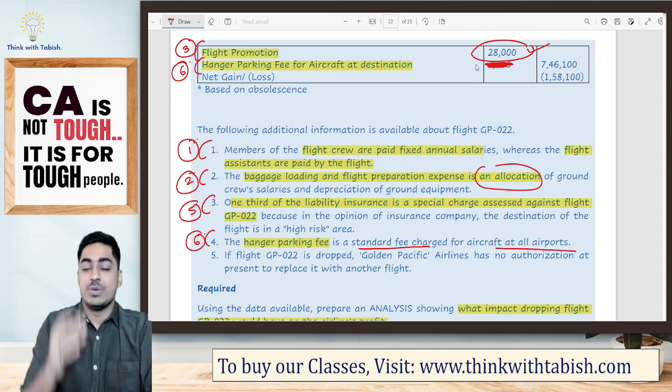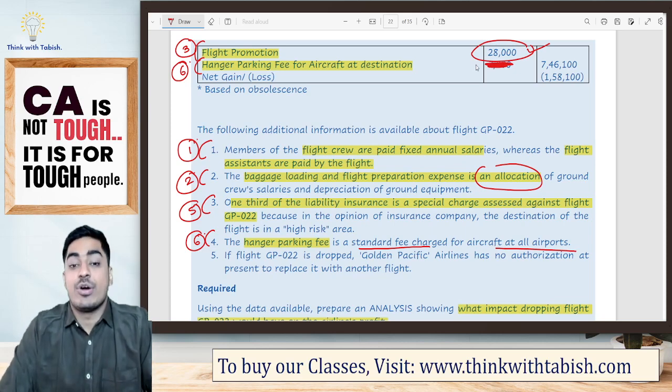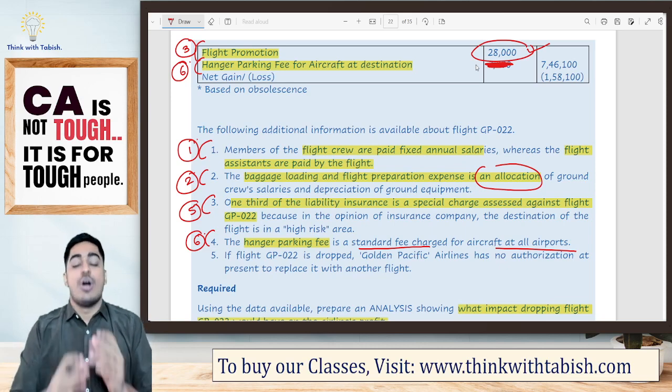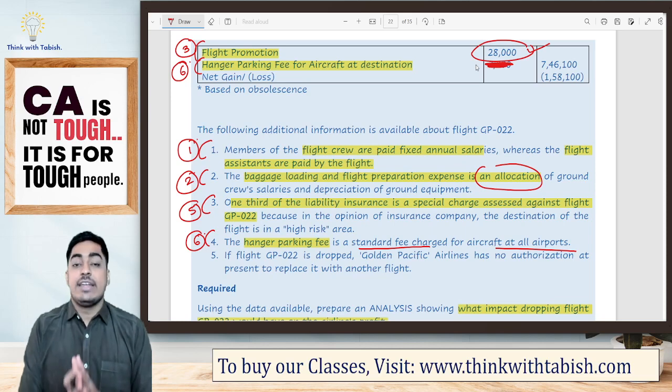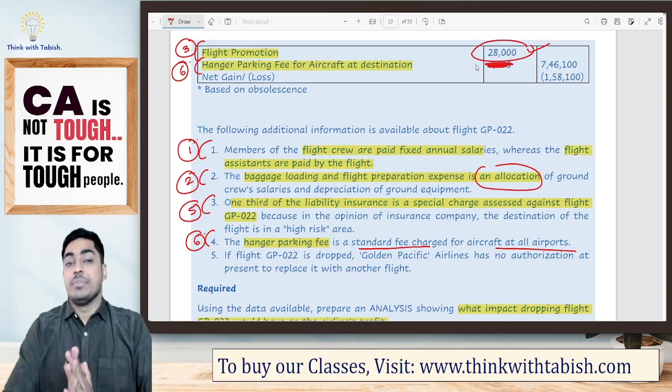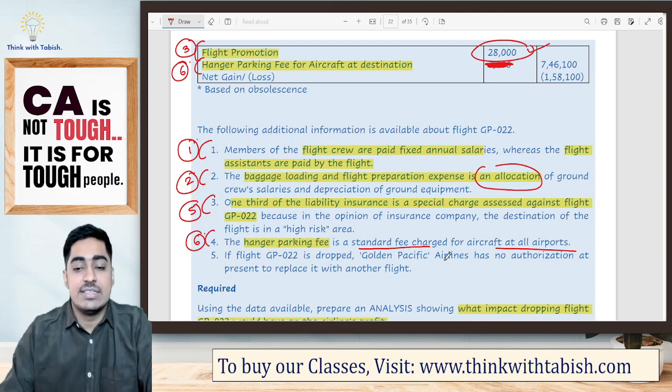Is it clear? So based on that, I'll be recalculating my contribution. So I'll get my contribution as positive. That means on a relevant costing basis, the flight is actually profitable. That means, should I continue or discontinue? I should be continuing the flight. Is it clear, everyone?